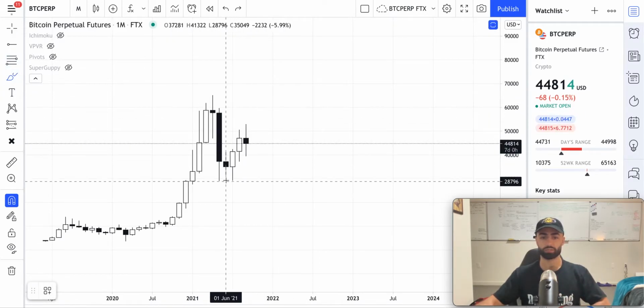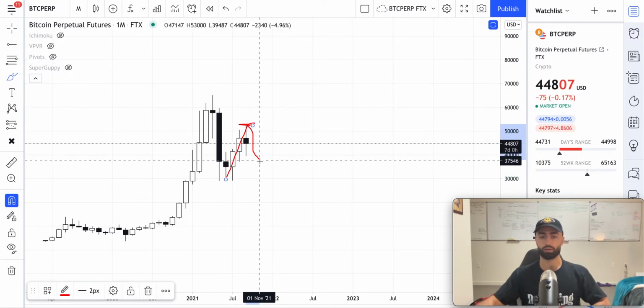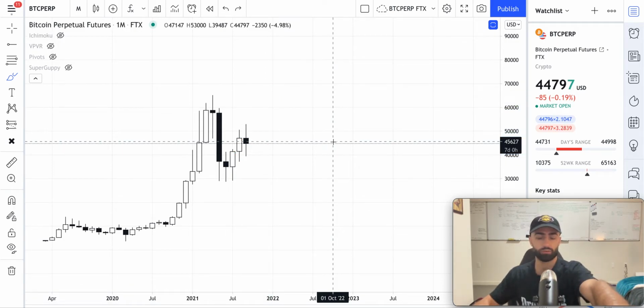So it looks something like this, where we come up, we form our lower high, potentially right here, we come down, we form a higher low, and then if we're really bullish, after we form that higher low, we'll see a higher high thereafter and a continuation of this bull trend.